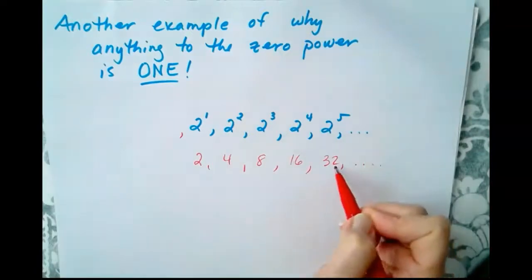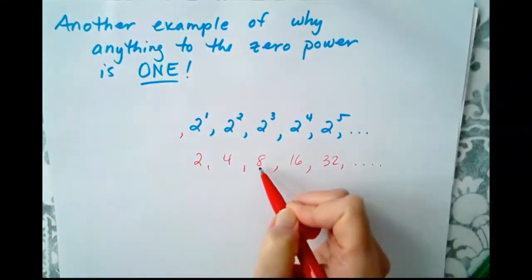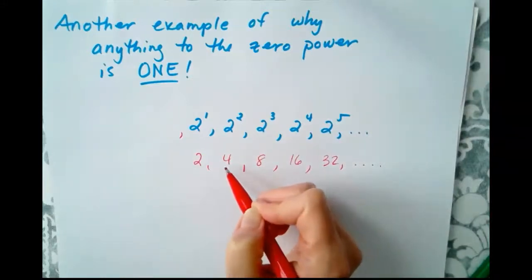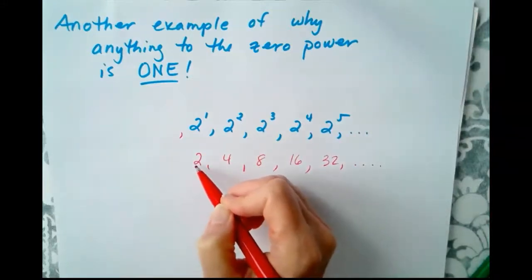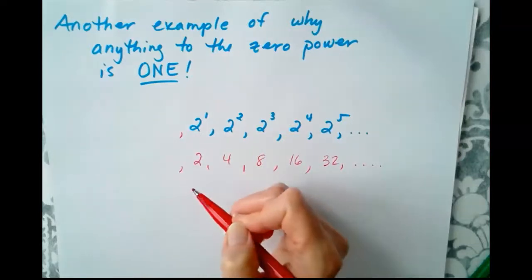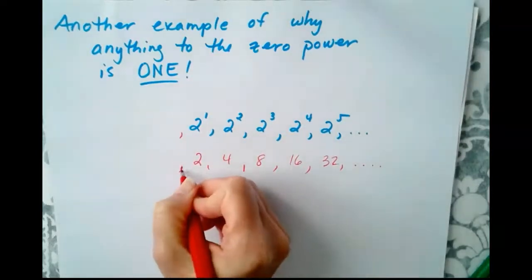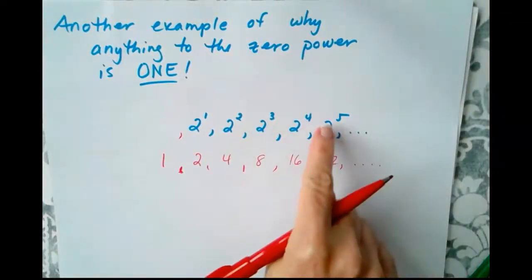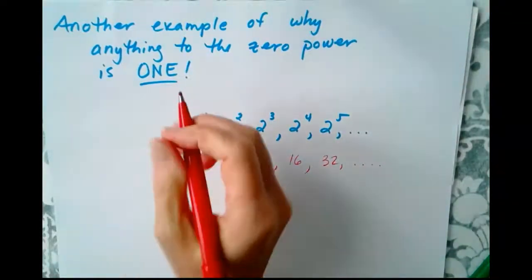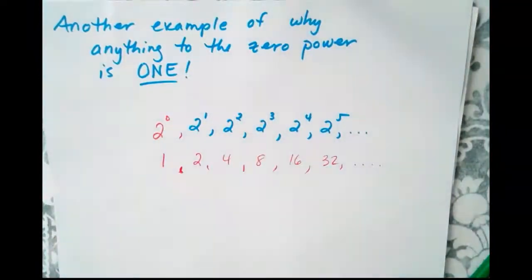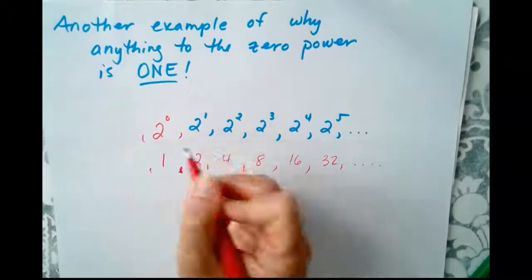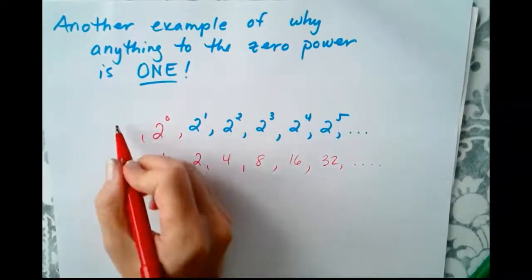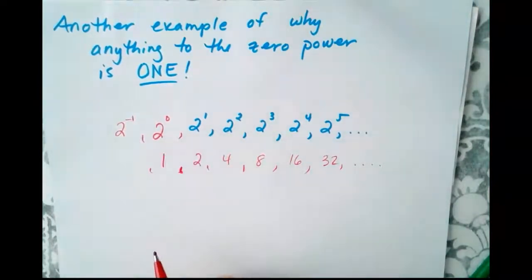So 32 divided by 2 is 16. 16 divided by 2 is 8. 8 divided by 2 is 4. 4 divided by 2 is 2. 2 divided by 2 is 1. I just drew my comma backwards. There we go, 1. So if we are descending our powers as well, then 2 to the 0 is going to fall in line there. We can keep going. So, all right, the next one will be 2 to the negative 1.